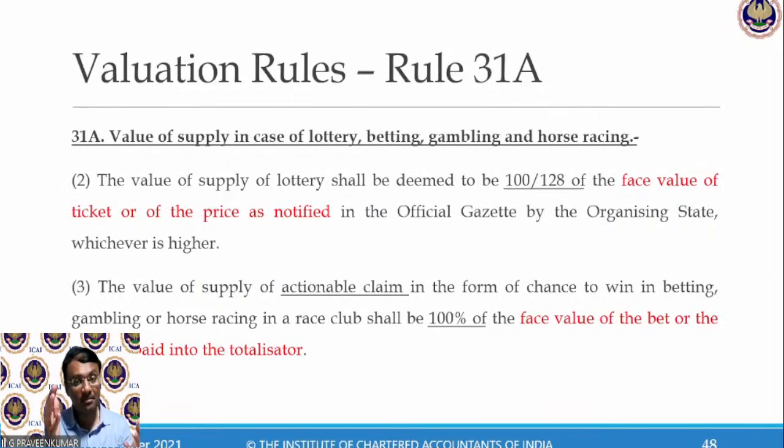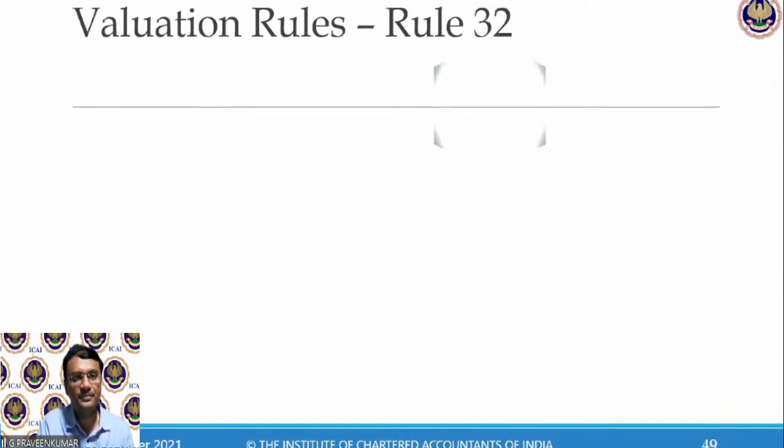Look at the implication on this particular thing. Now, if he is collecting 10 lakh rupees, on 10 lakh rupees, 18% is the GST which he has to pay to the government. Now, this is the cost which is attached. Nevertheless, for examination purposes, please understand that the face value of the bet or the amount which is paid to the totalizer shall be the value.